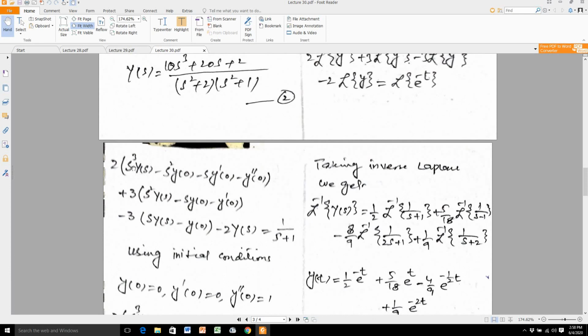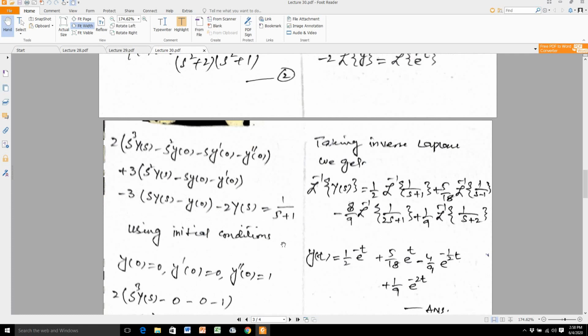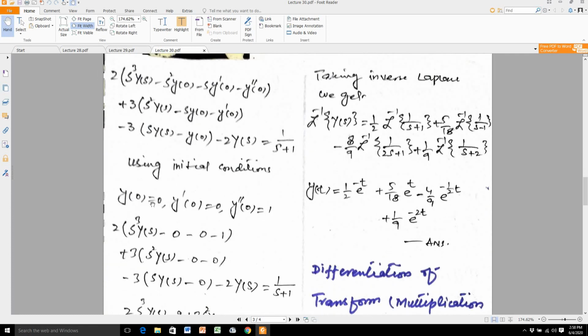And we know that Laplace of y triple prime is equal to 2 into s cube capital Y of s minus s square y of 0 minus s into y prime of 0 minus y double prime of 0, plus 3 into s square capital Y of s minus s y of 0 minus y prime of 0, minus 3 into s capital Y of s minus y of 0, minus 2 capital Y of s is equal to 1 over s plus 1.